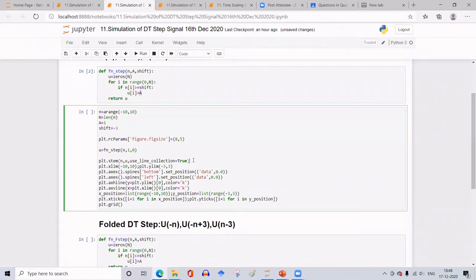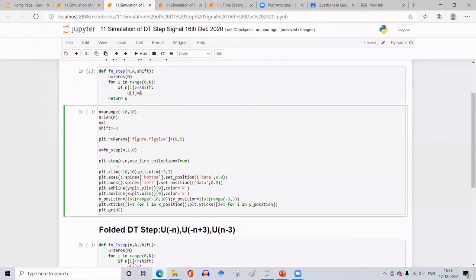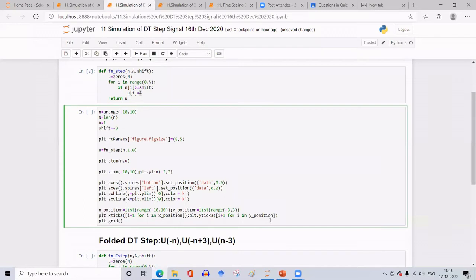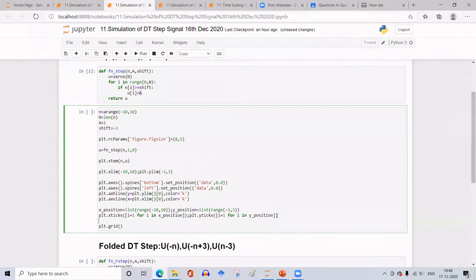And then plot, plt.stem n comma u. So this for the time being, I'll just remove it. Why I need it, I'll show you. Okay, then xlim from -10 to +10, and then axis shifted to the center, these 4 lines. And then these 2 lines are for marking the x-axis. If you don't give this, what happens? First, let me illustrate that.